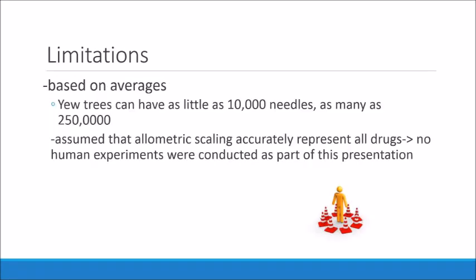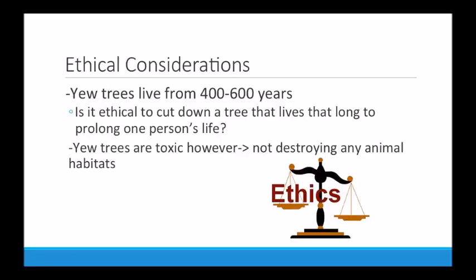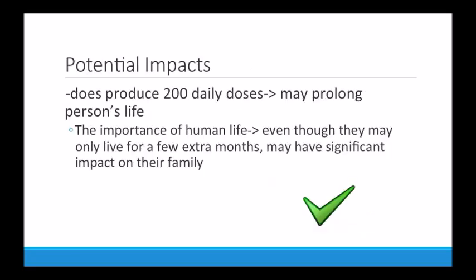So the limitations we have is that we used averages, and we assume that allometric scaling accurately represents all drugs. In terms of ethical considerations, is it ethical to cut down a tree that lives for 400 to 600 years to prolong one person's life? However, they are toxic, so it's not destroying any animal habitats. So potential impacts: it does produce 200 daily oral doses, so it can prolong people's lives, so it's the importance of people's lives and the effect that it has on their family and community.